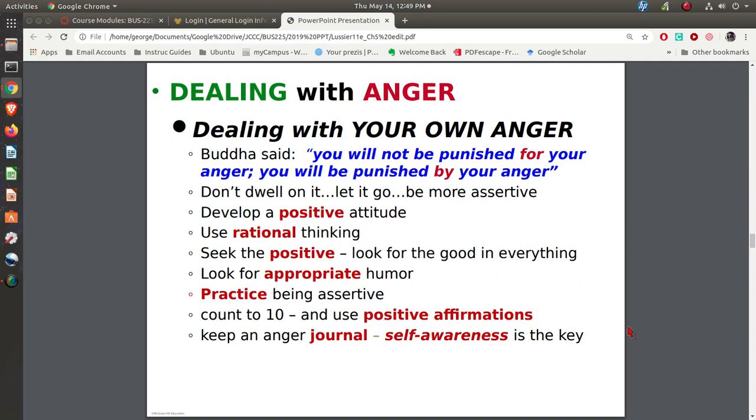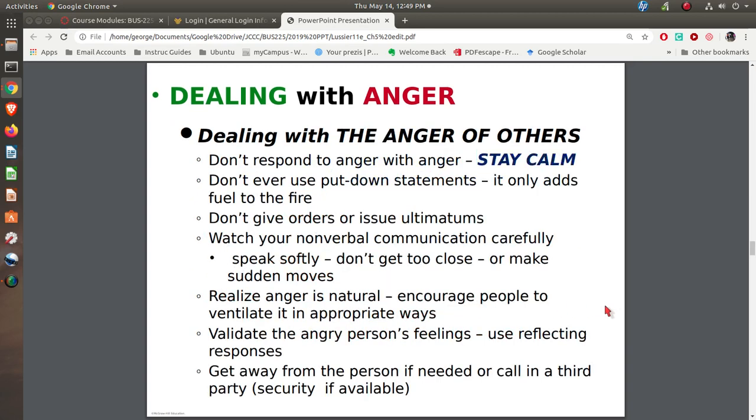First of all, we have to learn how to deal with our own anger. I love this saying here by Buddha: you will not be punished for your anger, you will be punished by your anger. The thing is, you have to let it go. You might get angry about something, but let it go. Figure out a positive way of approaching things rationally. Find the positive in things. Try to find what it was that was good. What did you learn? Things like this.